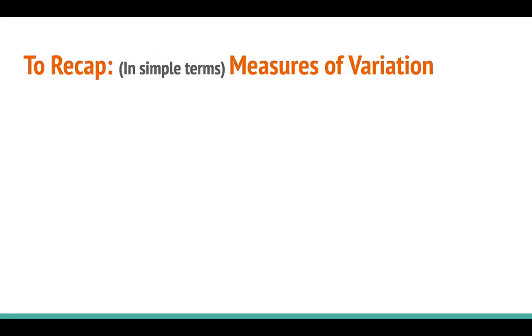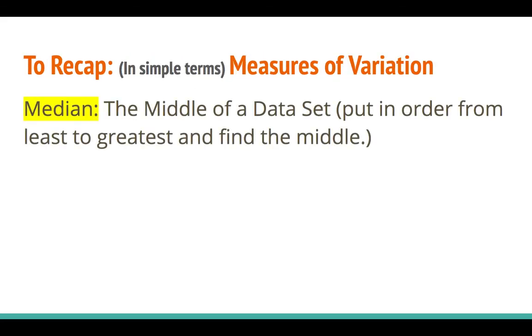Okay, so to recap, measures of variation. Median is the middle of a data set. You always start by finding that, and you put the numbers in order from least to greatest, and you find the middle.